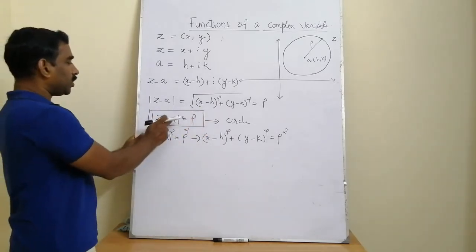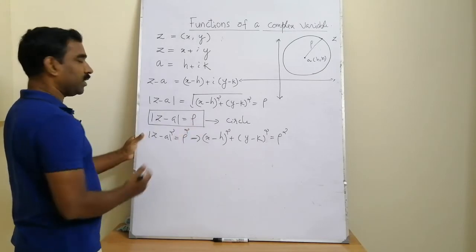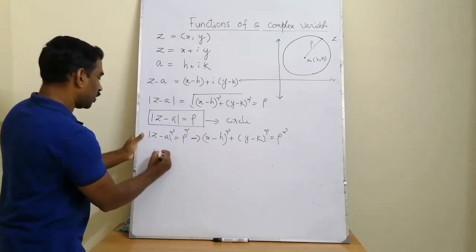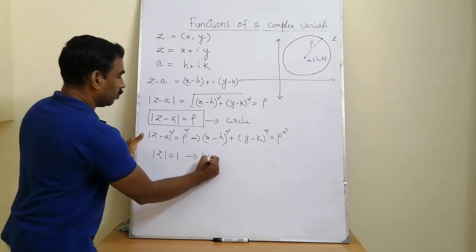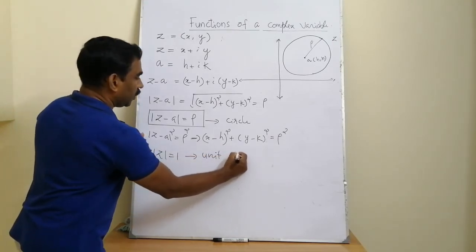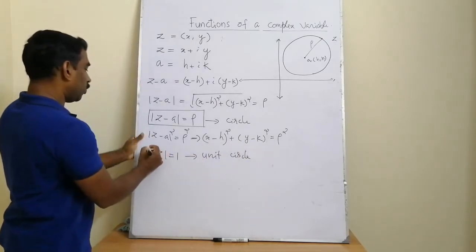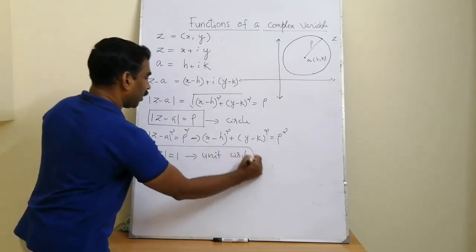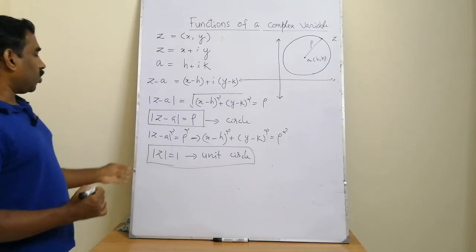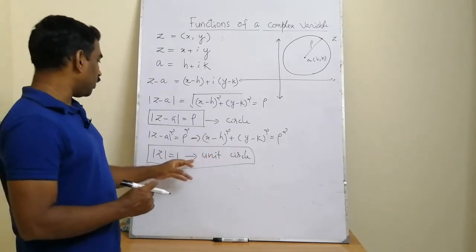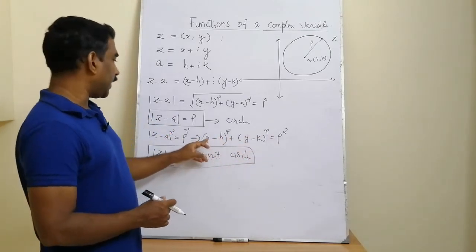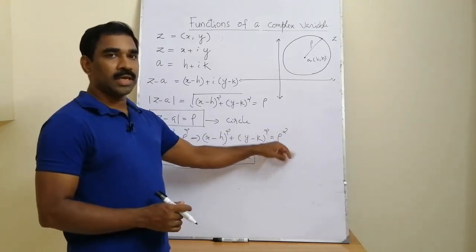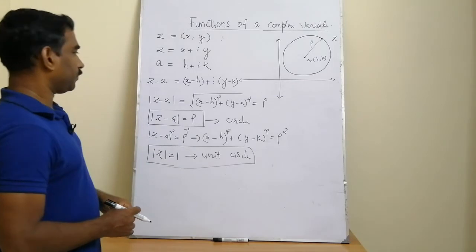And if we take a as the origin and rho is equal to 1, we get the unit circle. That means mod z is equal to 1. Mod z equal to 1 gives the unit circle. What is a unit circle? A circle with the center at origin and having radius 1 unit. And the equation of the unit circle mod z equal to 1 becomes, with h equal to 0, k equal to 0 and rho equal to 1, x square plus y square equal to 1. That is the corresponding Cartesian equation.